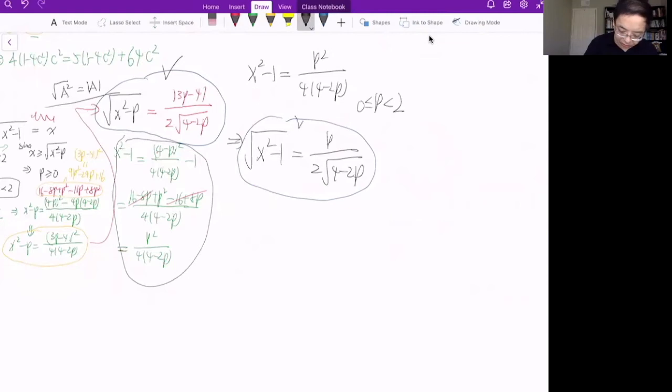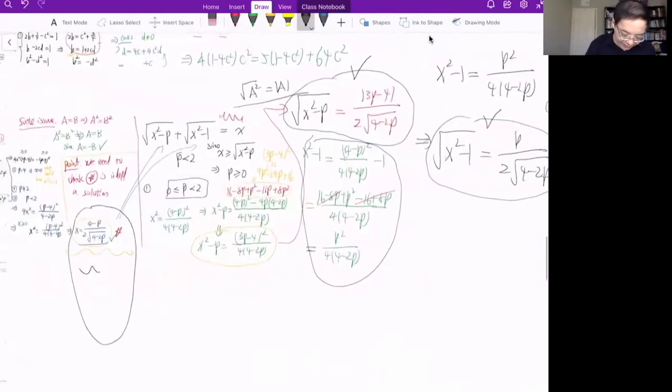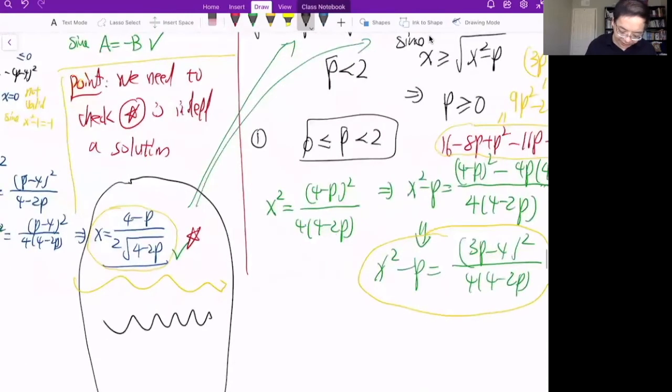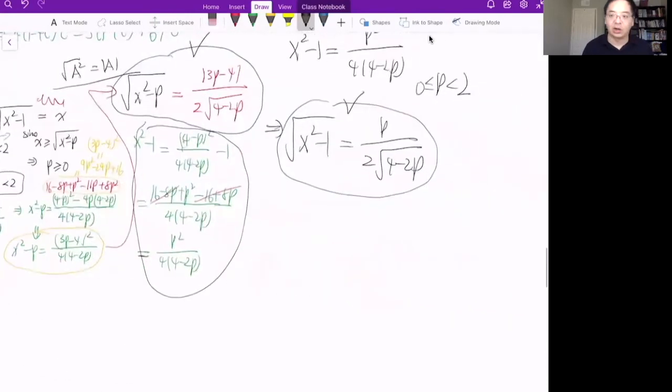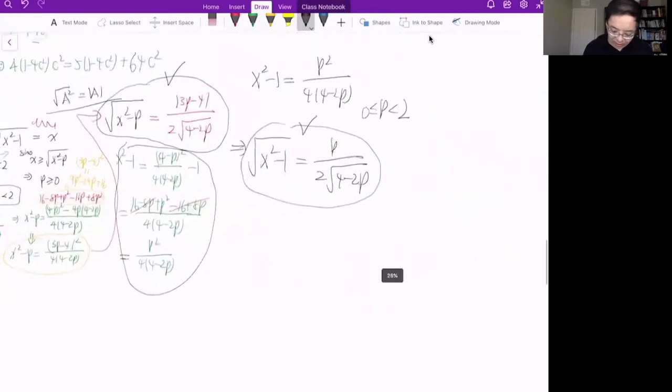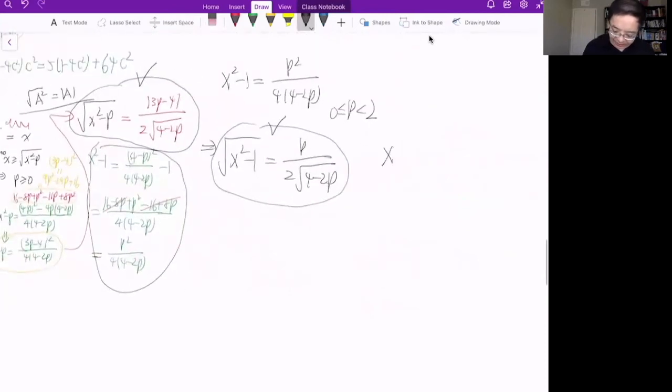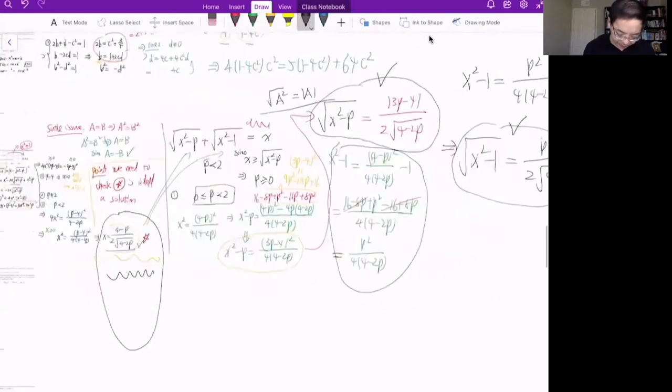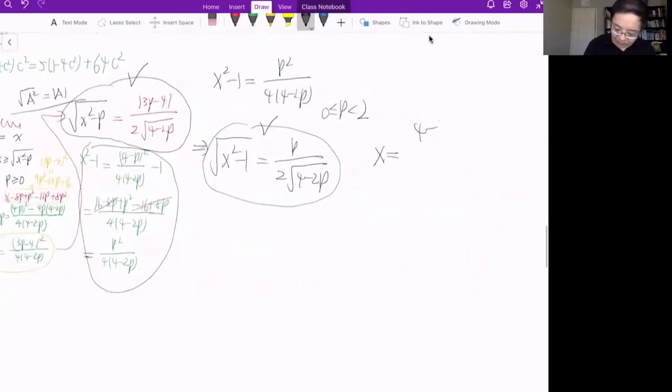So here we get the square root of x squared minus p. We also get the square root of x squared minus 1. And let's recall, we also have the x here, right? So we already have x. So let me put it here. Just collect all the pieces of information we get so far. So I have the x, my x is 4 minus p over 2 times the square root of 4 minus 2p.